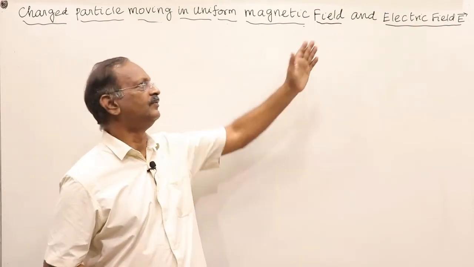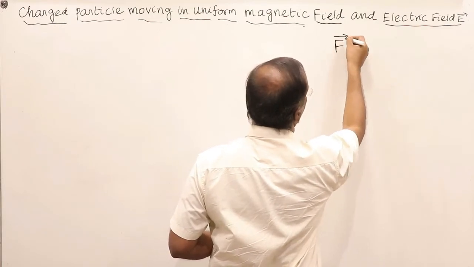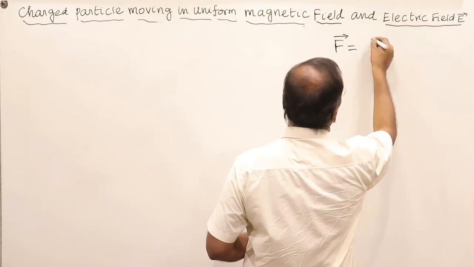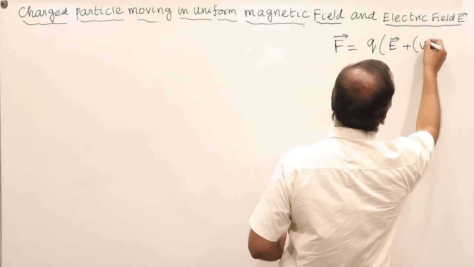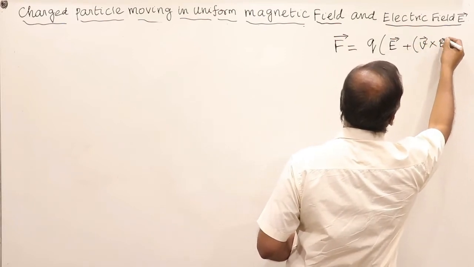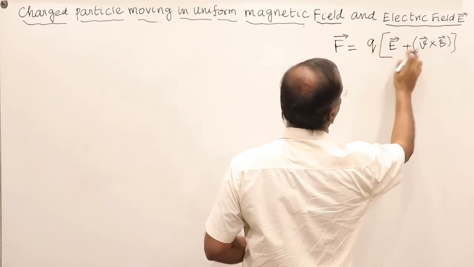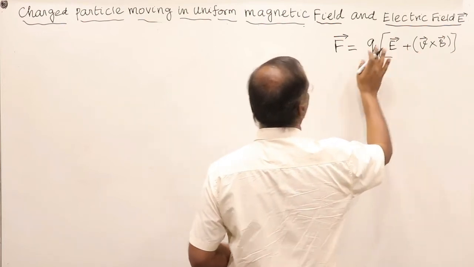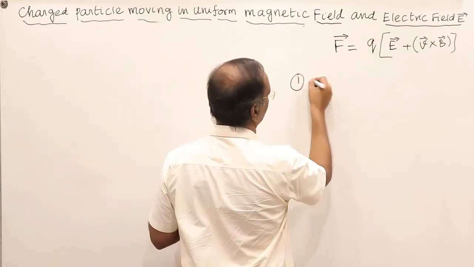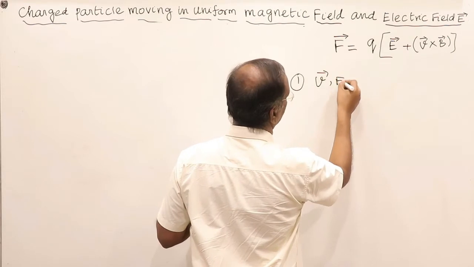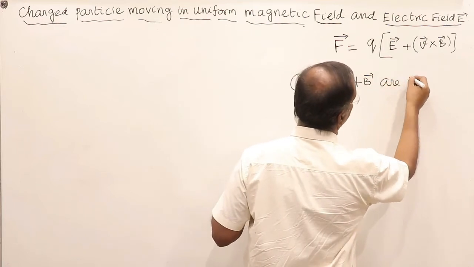As we have found out, the force experienced by a charged particle moving in a combined electric and magnetic field is given by Q times E plus V cross B, where the rest of the things have their usual meaning. This stands for velocity of the particle, magnetic field, electric field vector, and charge of the particle. Now the condition, first, when the velocity vector, electric field vector and magnetic field vector are collinear.